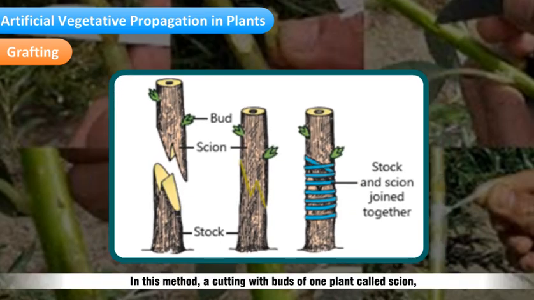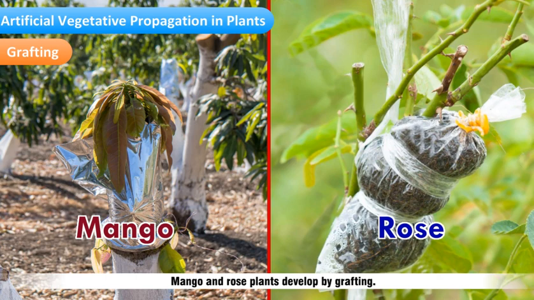Grafting. In this method, a cutting with bud of one plant, called scion, is kept over the cut stem of a rooted plant, called the stock, and they are firmly tied together. After some time, the tissues of scion and stock join together and form a new plant. Mango and rose plants develop by grafting.